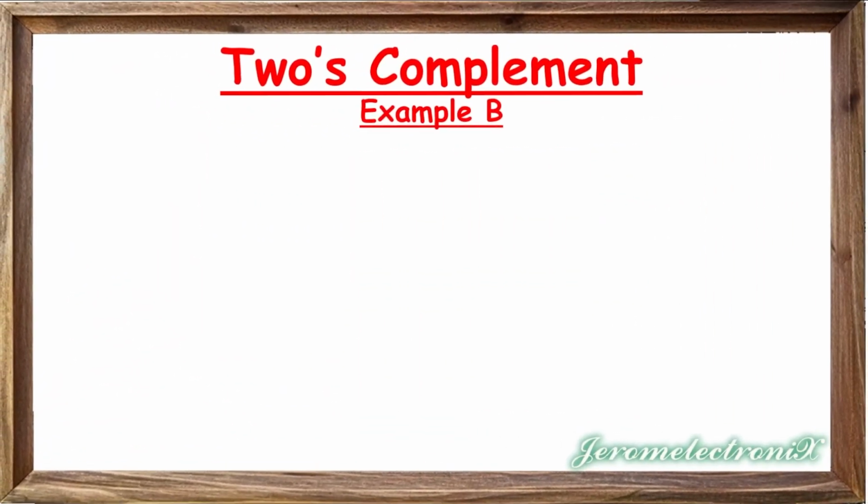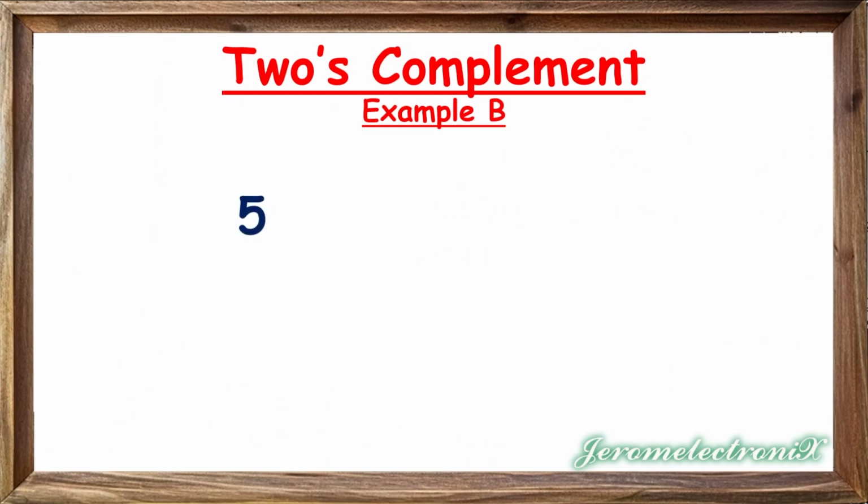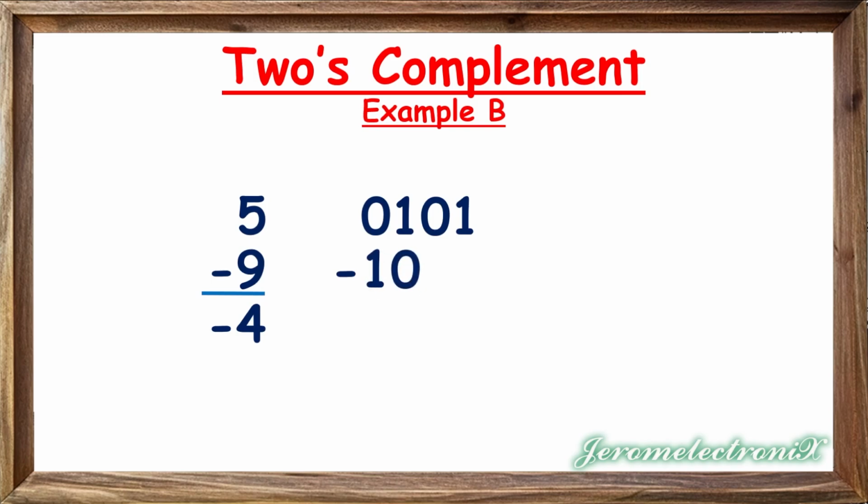Let's mix it up a little bit. Here is example B. This time we're going to take 5, but we're going to subtract 9. That means we're going to get a negative number as a result. So we can see how the negative carryover that crosses the boundary, how does that work? Okay, so a 5, 0, 1, 0, 1, and a 9, that's a negative 1, 0, 0, 1 in binary.